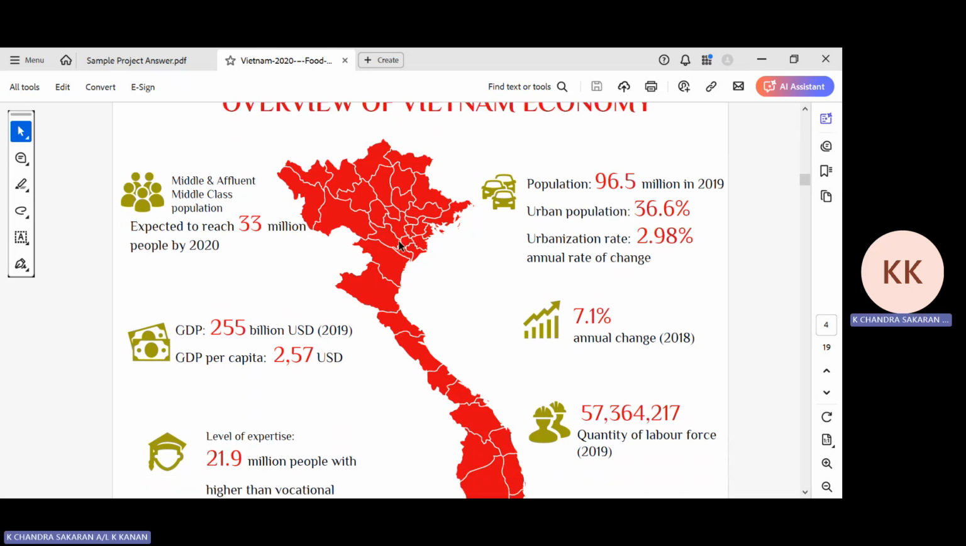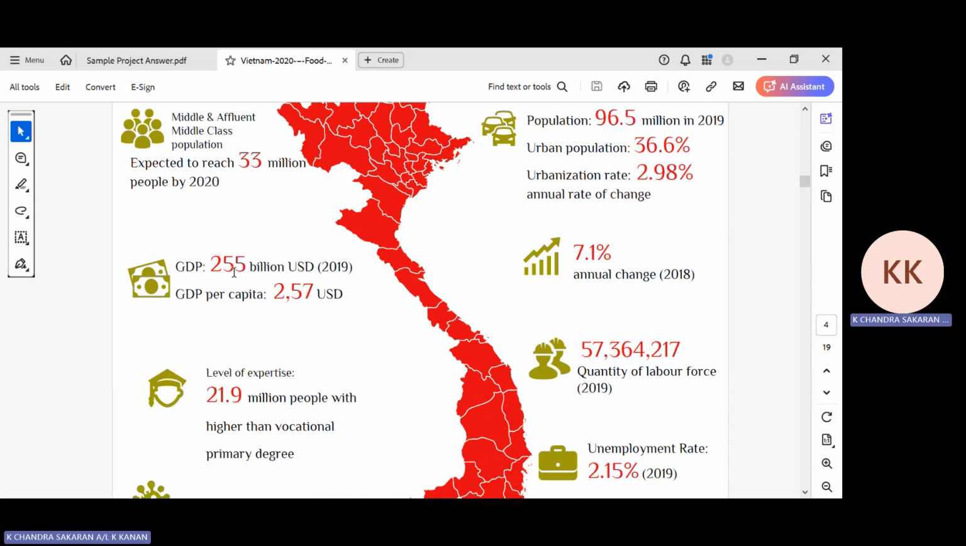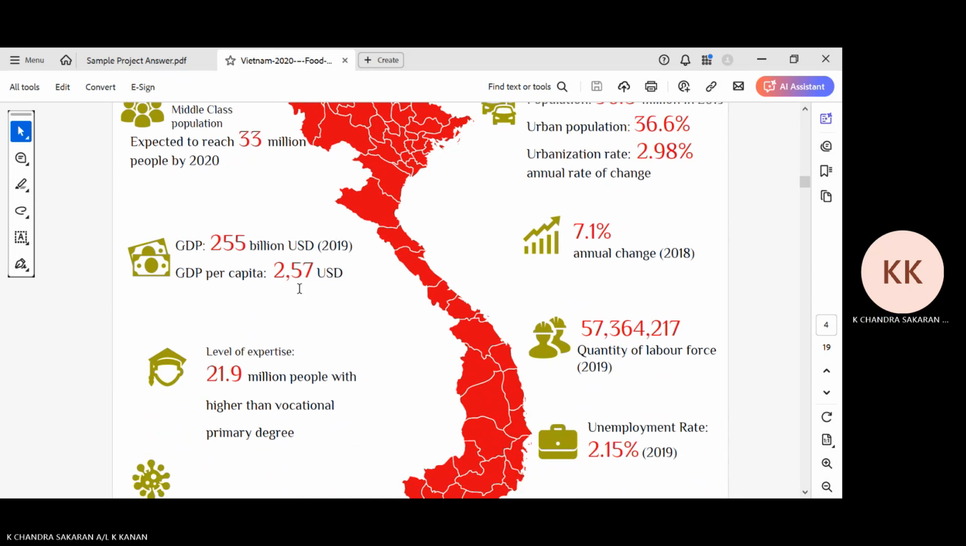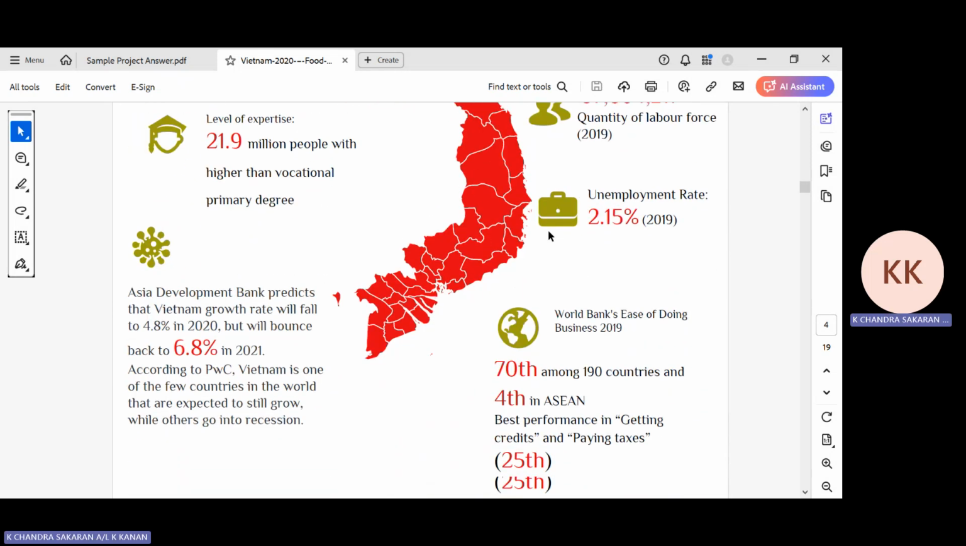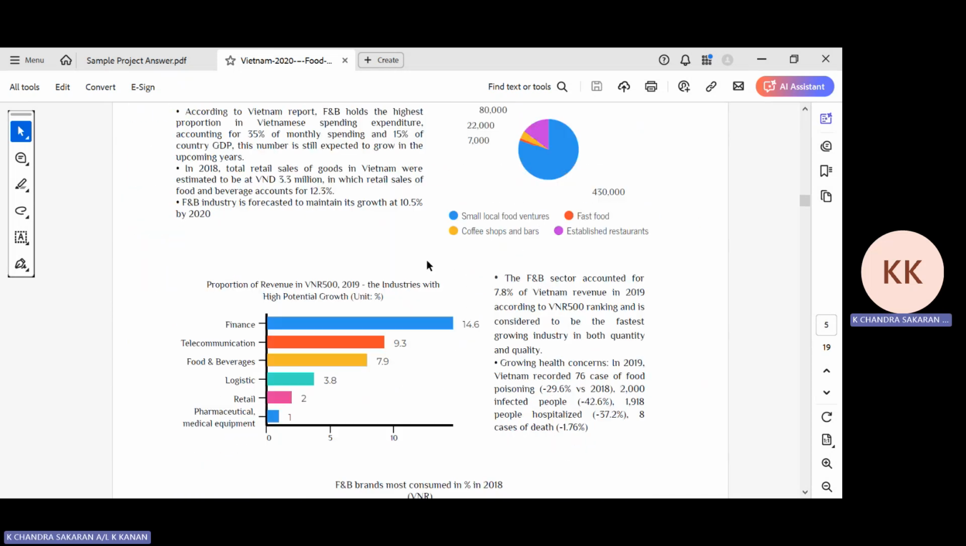So first we talk about Vietnam. There are 33 million people, urban population 36%, GDP 255 billion USD, GDP per capita. This one talks about the importance of the Vietnamese economy. Then they go to the industry. You can see all these kinds of figures that you can find for the industry that you have chosen; you must use them. I'll just show you an example of how you can show it. This is an example of the F&B sector industry.